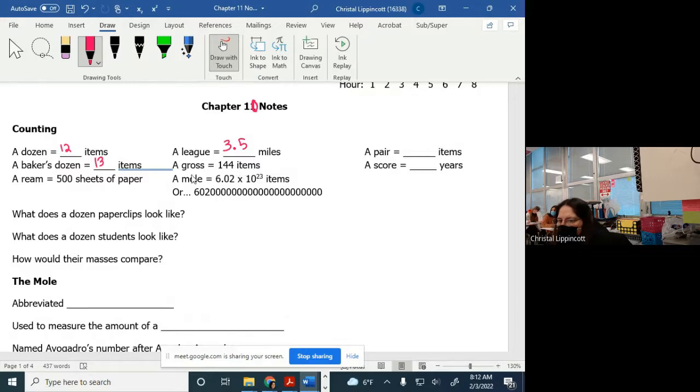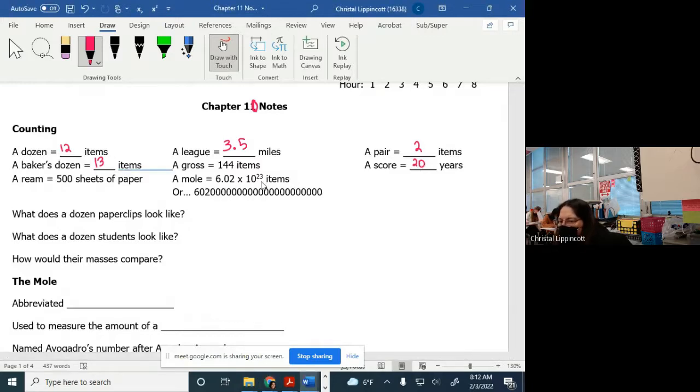A gross is 144, which is essentially a dozen. A pair is 2. A score is 20, so four scores is 80 years. Yep, a score is 20 years.